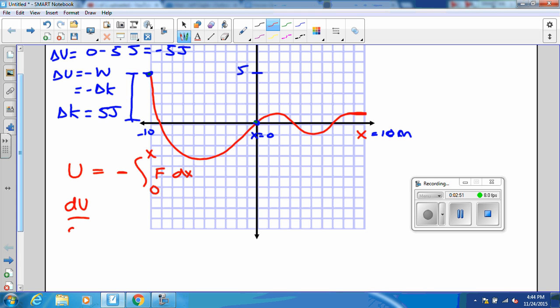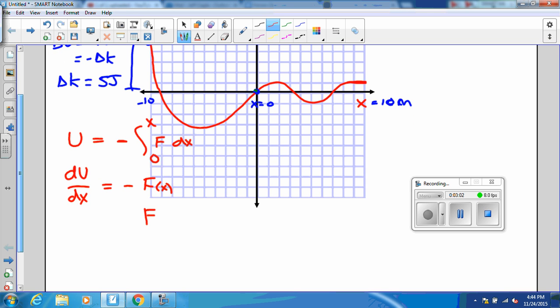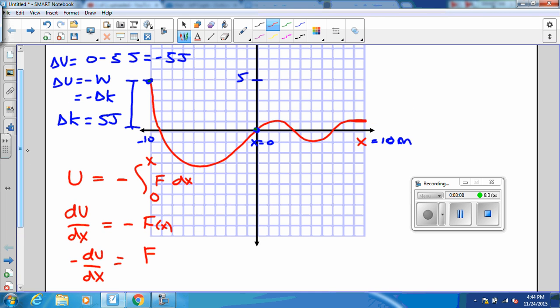Therefore, it follows that when I take the derivative with respect to x on both sides using the fundamental theorem, what I get is that dU/dx is equal to the opposite of the force that the particle experiences. Or another way of putting it is, the force that a particle experiences is the opposite of the slope of the potential energy curve. Now here's what this means.